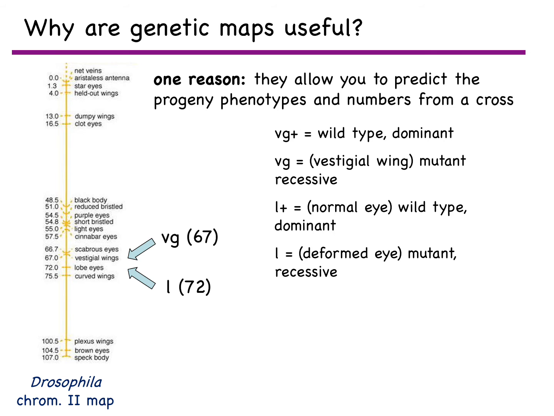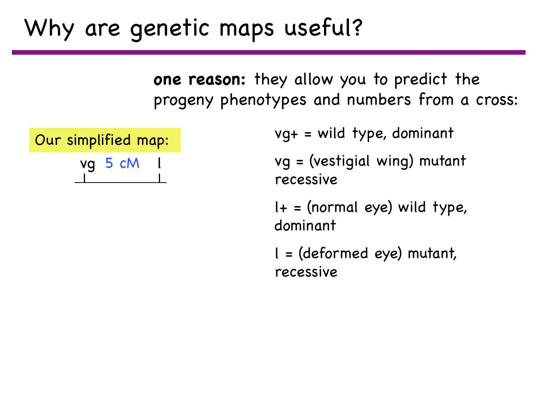So again, I already told you from last lecture, the vestigial wild type allele is dominant over the vestigial mutant phenotype, which basically is a wing defect. The homozygous mutant has a wing shape defect. The lobe gene, the wild type allele, is dominant over the recessive mutant allele, and the wild type allele confers a normal eye phenotype, and the recessive allele results in a deformed eye shape. Okay, so let's make our simplified map.